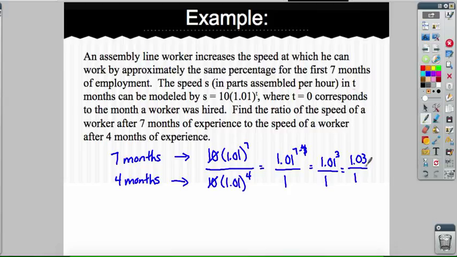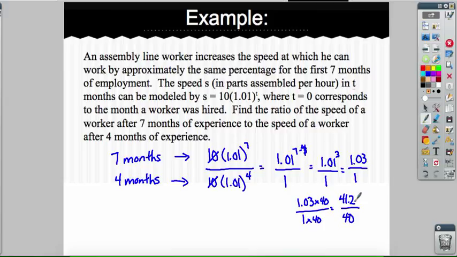Now again, this doesn't seem like a huge thing, but if you take that times 40 hours in a week, and you take 1.03 times 40 over 1 times 40, clearly in a given week, somebody who works 40 hours can make 40 parts. The person who has worked there for 7 months can make 1.03 times 40 parts, which is 41.2. So the person at this point who has worked there for 7 months can make, on average, 1.2 more parts per week than somebody who has only worked there 4 months.